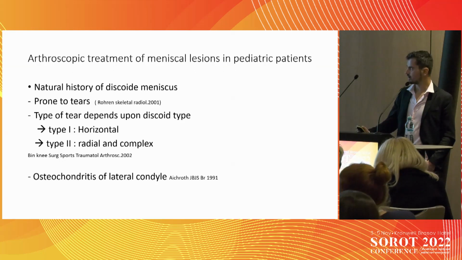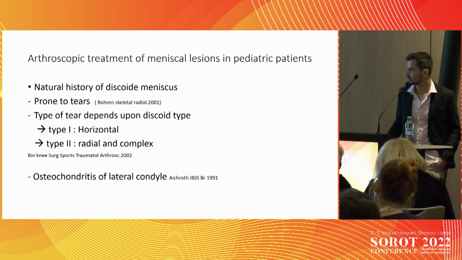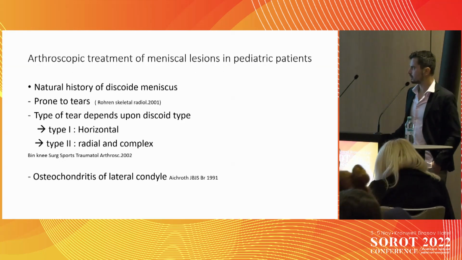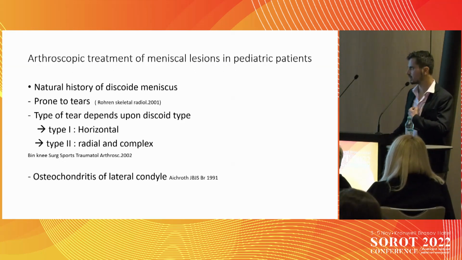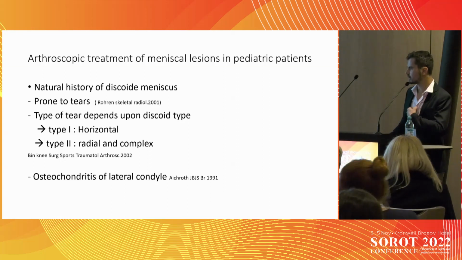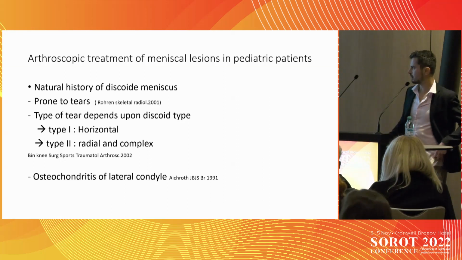The natural history of discoid meniscus is prone to tears. The type of tears depends upon the discoid type. Type 1 more horizontal tears, type 2 more radial and complex, and often associated with osteochondritis of the lateral condyle.